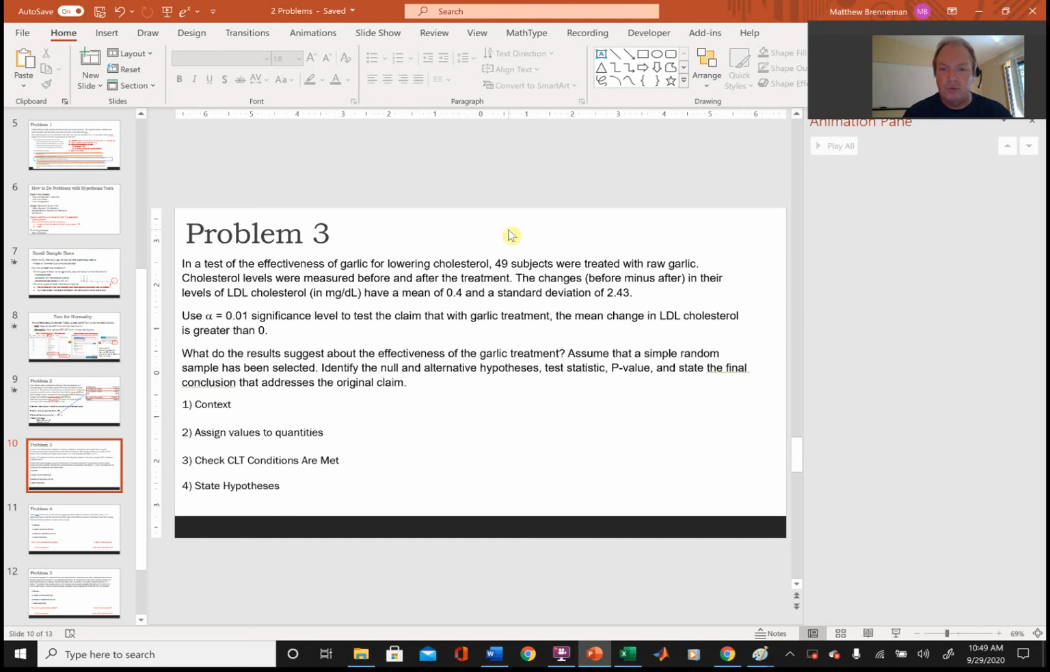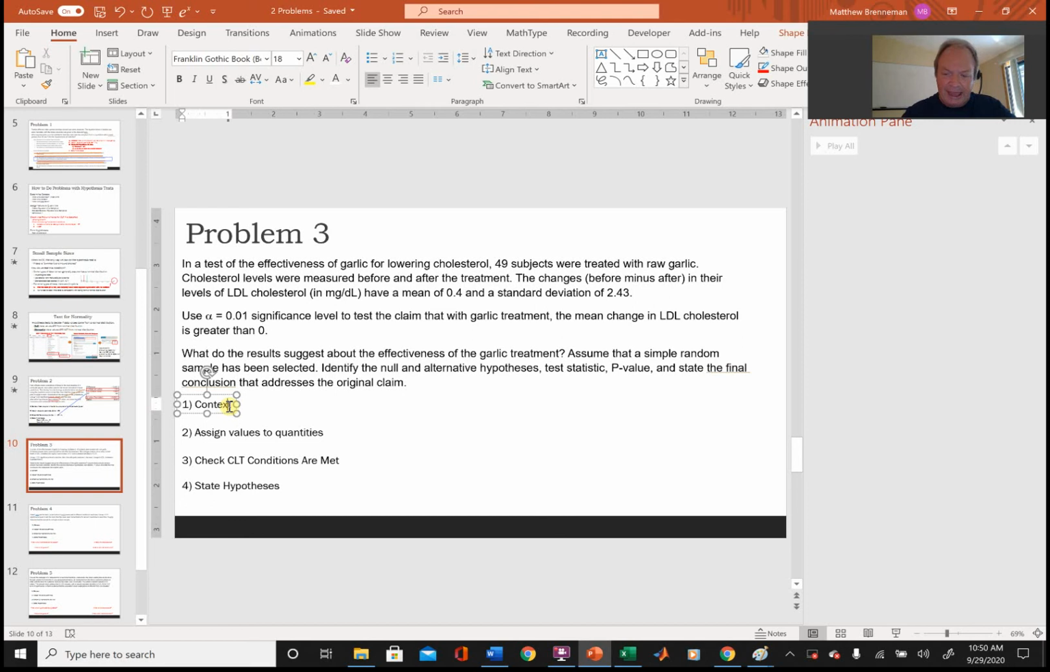So in other words, we're testing to see if the mean before minus after is positive, which would mean that the garlic reduced the cholesterol level. So let's first of all determine the context. Let's take this apart first. We're looking at a mean. That's our population parameter. Mean of what? Well, it's going to be the mean of the LDL cholesterol level.